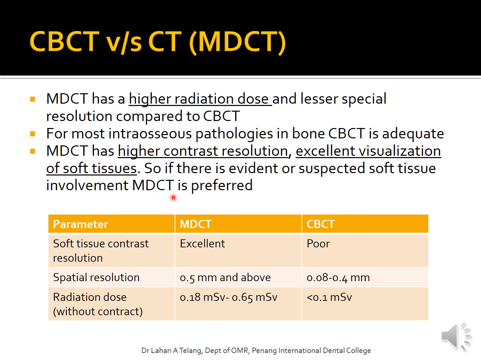So if you look at these parameters, for soft tissue contrast resolution, a multi-detector CT scan has excellent contrast resolution for the soft tissues in comparison to a CBCT scan. The spatial resolution is quite low. It gives you only 0.5 mm, whereas that of a CBCT is much clearer. Whereas the radiation dose for a CT scan is very high in comparison to that of a CBCT scan for that area.